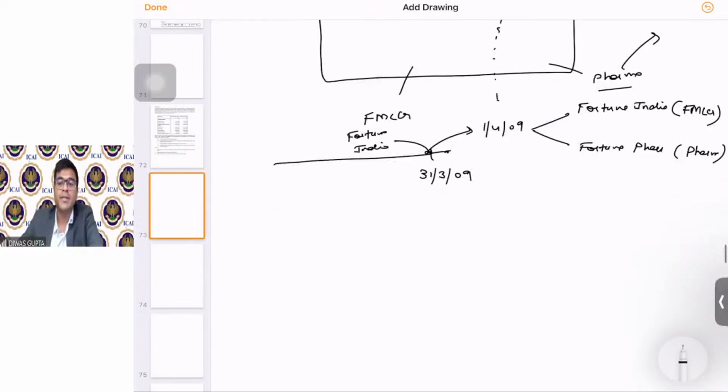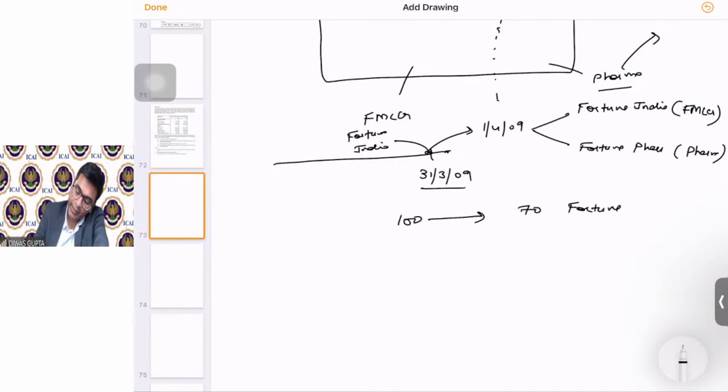Now, the moment this happens, so let's say on 31st of March 2009, the value of Fortune India Limited's share price was, let's say, 100. I'm just taking an example. Now, the moment on 1st of April 2009 the new company is formed, right? Don't you think that the existing company's share value will go down because some of the assets are transferred to the new company, some of the revenue generating activity is transferred to the new company, right? So what will happen here? So let's say this is Fortune India.